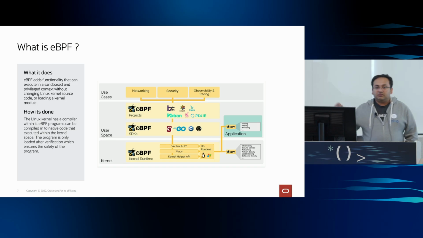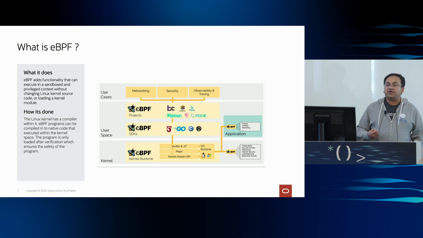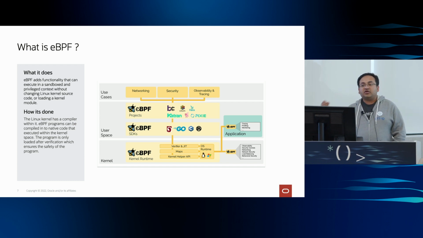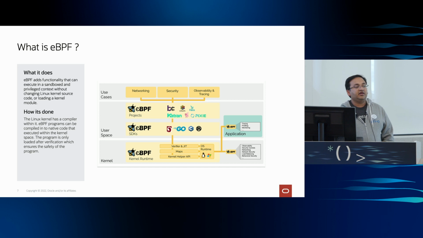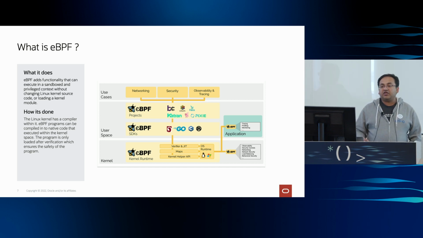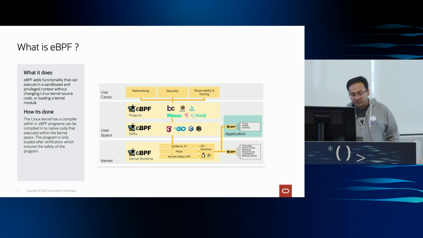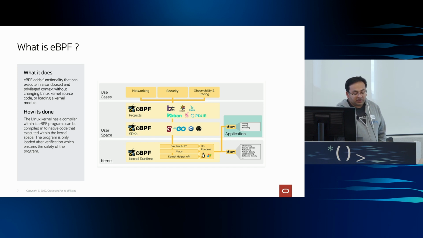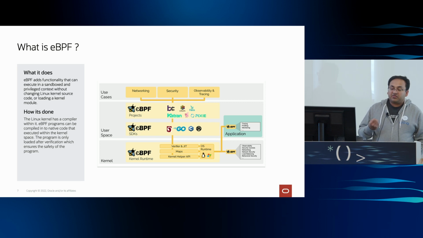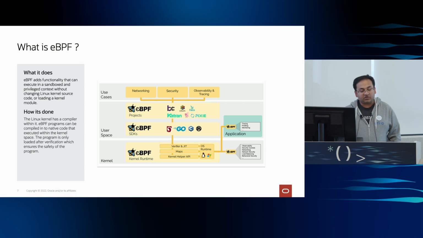So if we go back to that original problem that we had, we want to do stuff from the Linux kernel without adding code to the kernel. Well, eBPF can sort of do that. It can dynamically add new ways to handle things into the kernel space without changing the kernel code. How this is done is there's a compiler for eBPF programs that can compile eBPF code into native code that is executed within the kernel space.